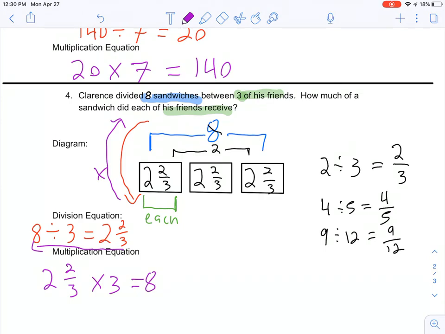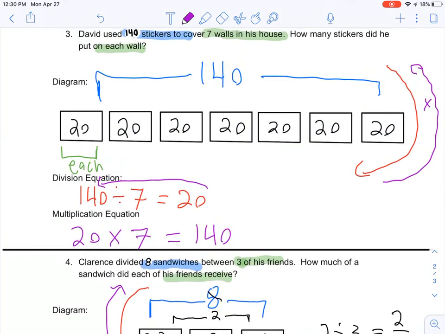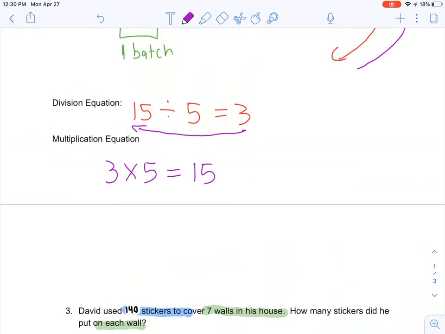So hopefully now you feel pretty good about determining the number in each group. Remember to make sure that all of your groups are equal.